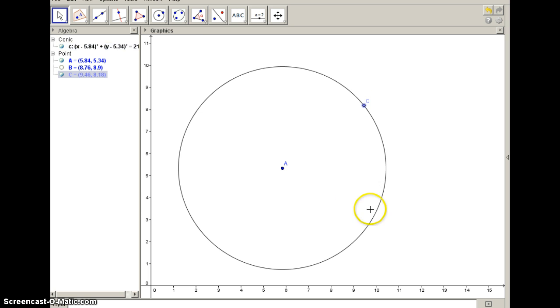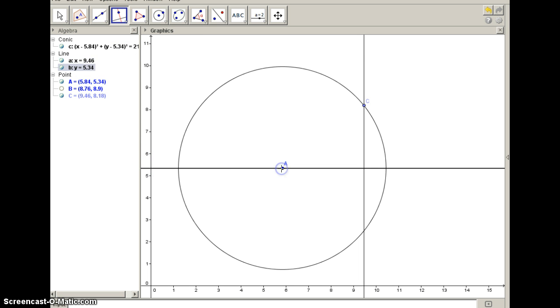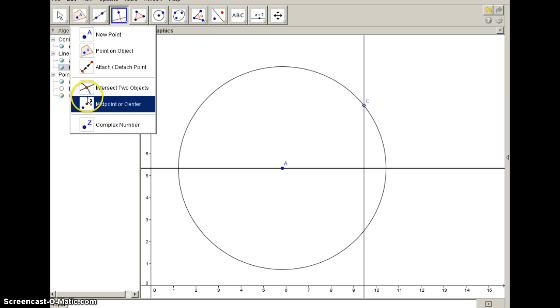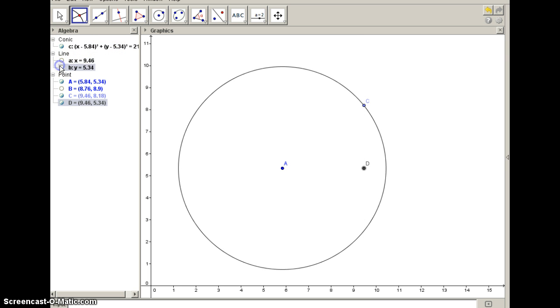Now I'm going to make a construction so you can see this. I'm going to construct a line that is perpendicular to the x-axis and goes through point C. And then I'm going to construct another line that's perpendicular to the y-axis and goes through point A. And now I'm going to find the point where they intersect. So this point right here is where they intersect. Okay? So now I'm going to take those other lines off. We're not going to worry about them.